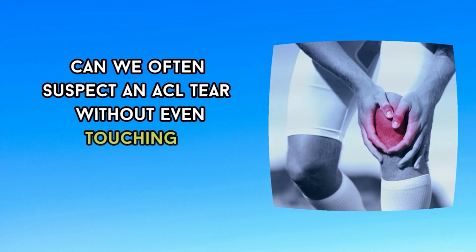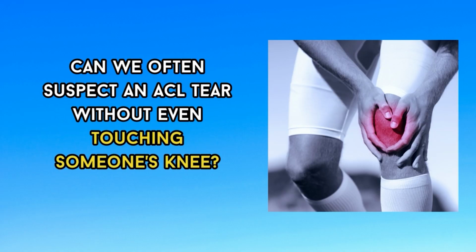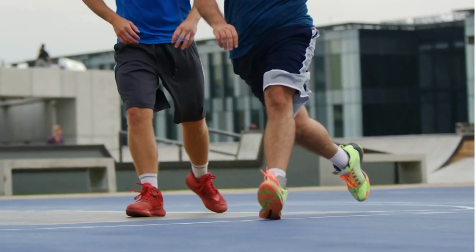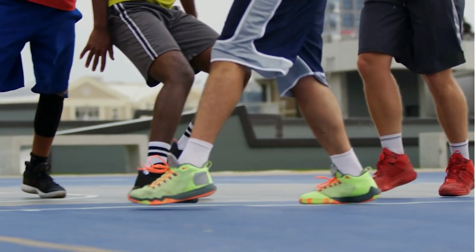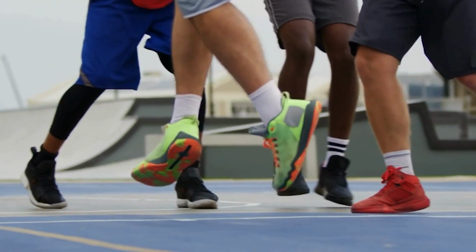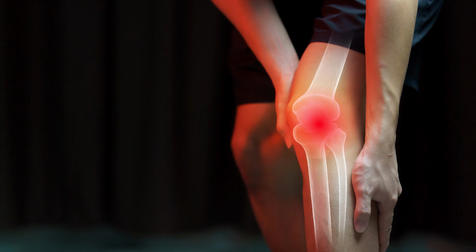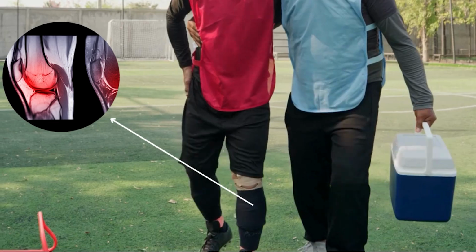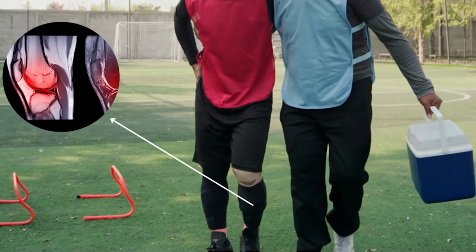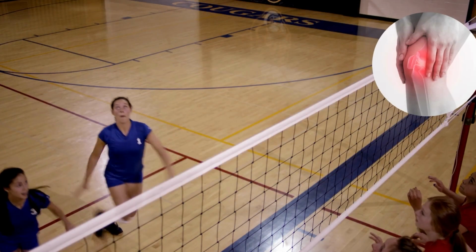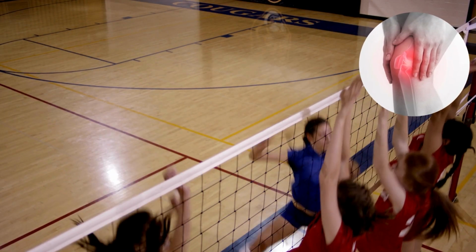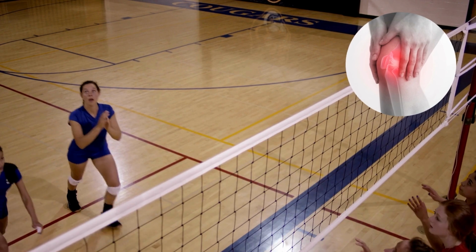So the next question is, can we often suspect an ACL tear without even touching someone's knee? And the answer is often yes. Let us say you're doing a cutting movement like in basketball, and you suddenly change direction, and then you feel a loud pop in your knee accompanied by severe pain and rapid swelling within 1 to 2 hours. It is highly indicative of an ACL injury. Less commonly, some might feel instability but less pain. Another classic scenario is jumping and hyperextending the knee upon landing, again with a pop, pain and swelling.